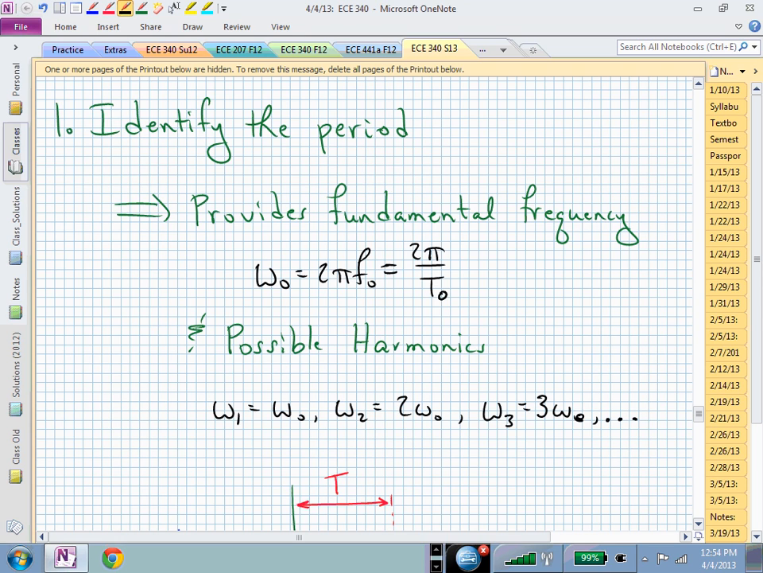And I know that I could potentially have harmonic content in that periodic signal at integer multiples of that fundamental. They don't have to be there, but they could. You're not going to have any other frequencies present. So once you've identified the period, now you know what possibly you could have. The others are not going to happen: frequencies other than the fundamental and its harmonics.